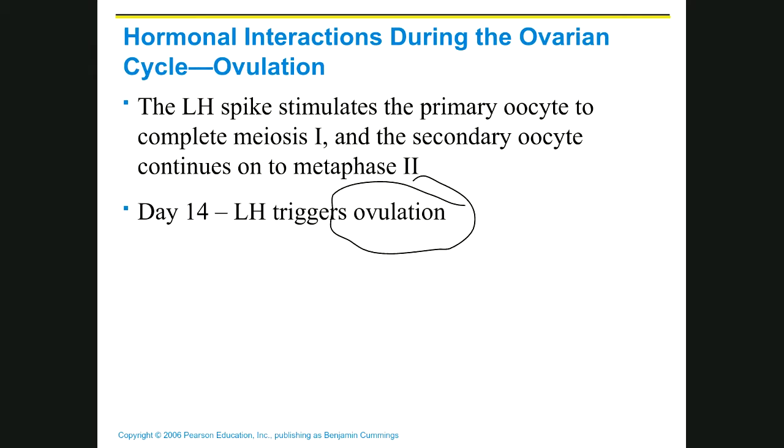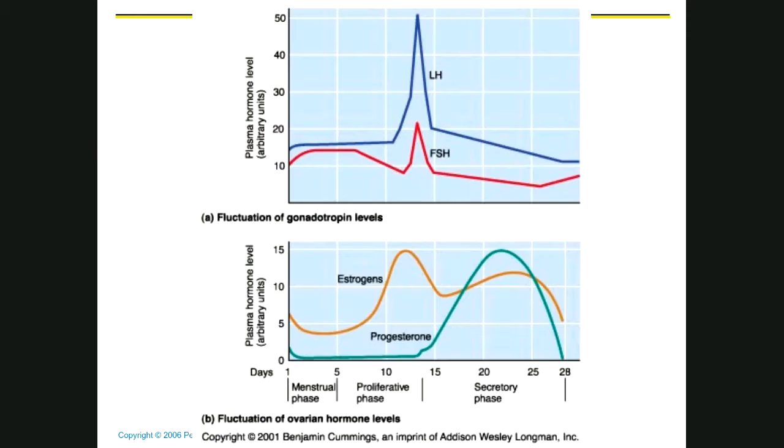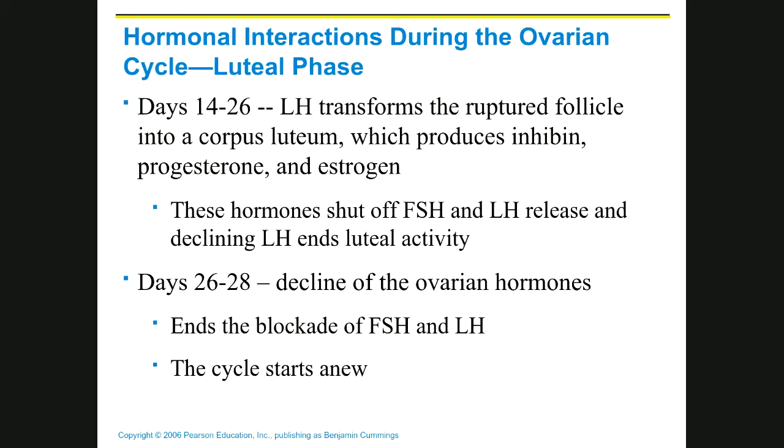But not only are we going to get ovulation, remember LH is going to turn this thing into a corpus luteum. But right there's ovulation. Right here's where ovulation is going to happen. Look, the rupture of the follicle interferes with estrogen, so temporarily it goes down. But remember, this LH is going to cause it to become a corpus luteum. So LH is going to transform the follicle into a corpus luteum.